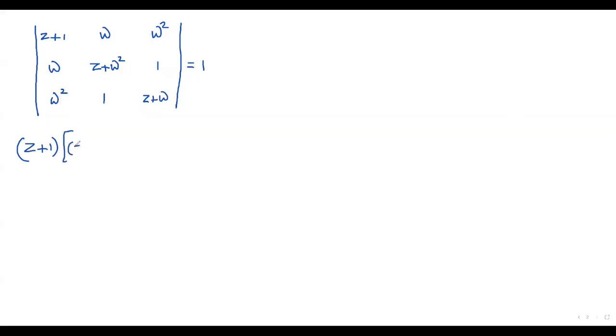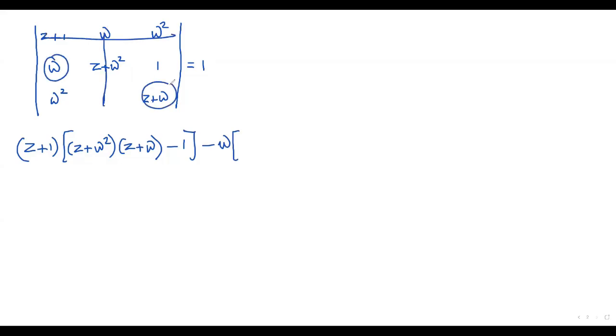Then I'm getting z plus omega square times z plus omega. Now I have to take a negative sign. I have to multiply these two values, so 1 times 1 is just 1. Now let me take a negative sign, and I have to consider the second element of the first row, that is omega. Now I have to eliminate the corresponding row and corresponding column. Now I have to multiply these two values. Then I'm getting omega times z plus omega, minus. I have to multiply these two values, omega square times 1 is just omega square.